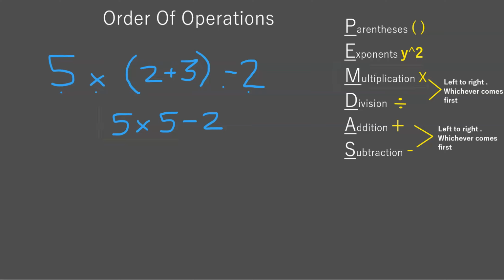The next thing we do is multiplication, which is 5 times 5, and that is 25. And then we rewrite what's left, which is 25 minus 2. And the last thing is subtraction, which is 25 minus 2 equals 23. And that is the value of the expression.